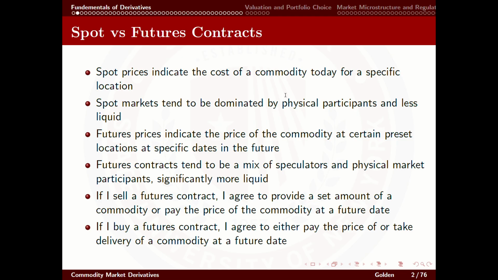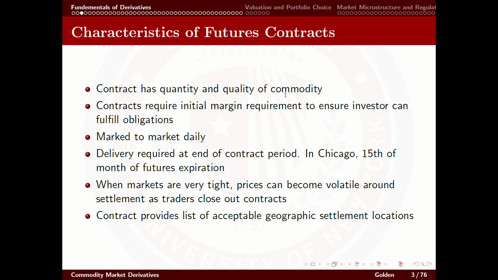If I sell a futures contract, I agree to provide a set amount of a commodity or pay the price of the commodity at a future date. And if I buy a futures contract, I agree to pay the price or take delivery of the commodity at a future date. So some characteristics of a futures contract. You have a quantity and quality of a commodity. You're specifying a grade if it's agricultural. You're specifying a grade if it's metal. You're specifying a fixed amount of energy that the commodity holds if it's an energy commodity. And you're specifying a particular commodity, some amount of bushels or some amount of BTUs or some amount of kilograms.